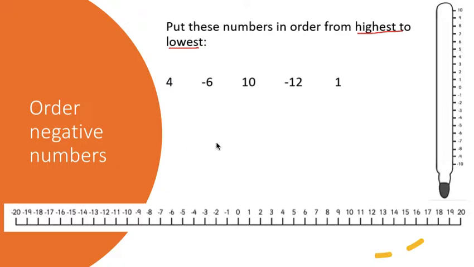Let's have a look. So we want to circle 4, minus 6, 10, minus 12, and 1. This time we're going from highest to lowest. So we need to start with 10, and the 4, then 1, minus 6, and then minus 12. Hopefully you remember everything we learned from session 2. Okay, moving on to session 3.